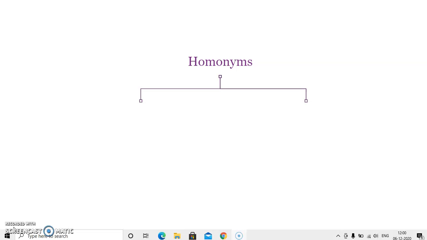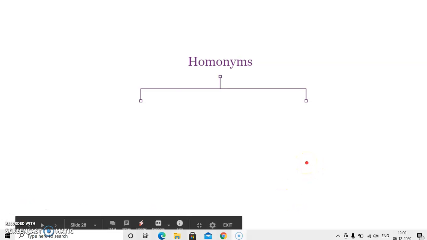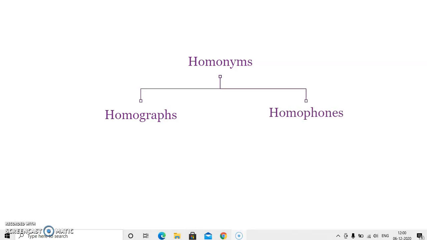Homogenization is something where you have all types of molecules being put into the same manner, of the same content. So homonyms can be divided into two. One is homographs and the other one is homophones. Now, what is the difference between homographs and homophones?